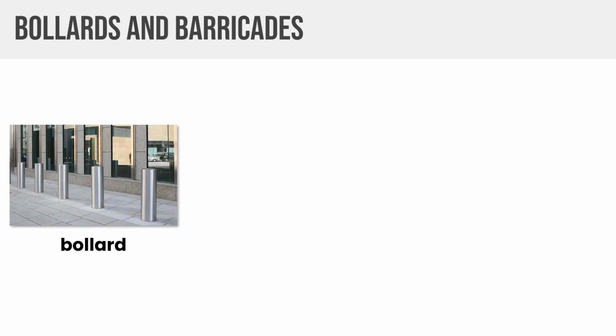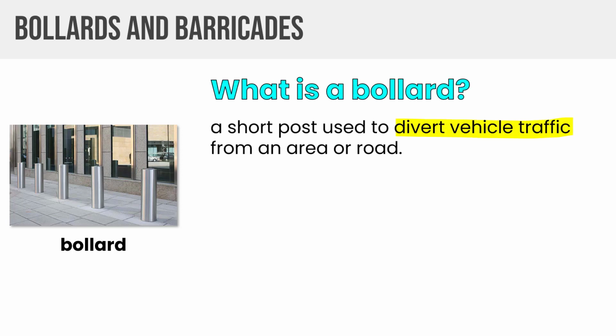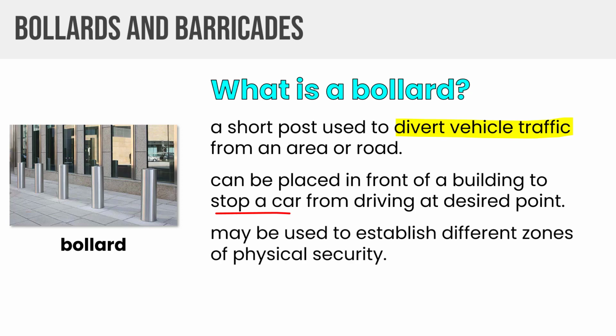So bollards and barricades show up on the exam objective. So what is a bollard? Well, it's a short post, or really a row of short posts, typically used to divert vehicle traffic from an area or road. They can be placed in front of a building to stop a car from driving at a desired point, to prevent a car from driving into a building, as you'd see in the picture there. It may be used also to establish different zones of physical security.